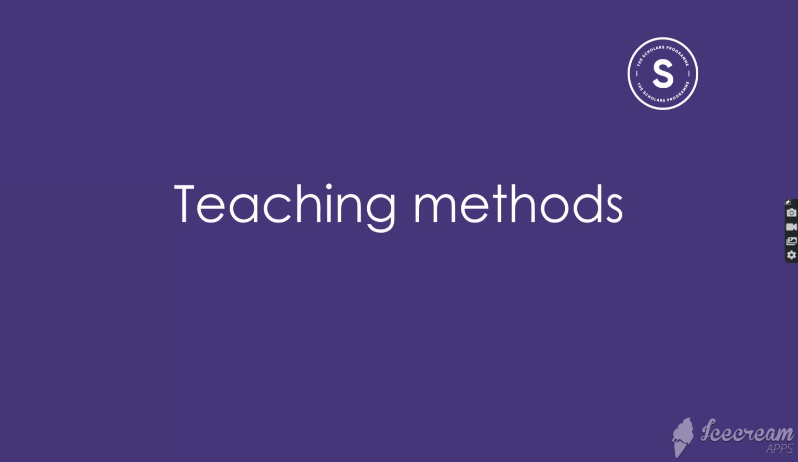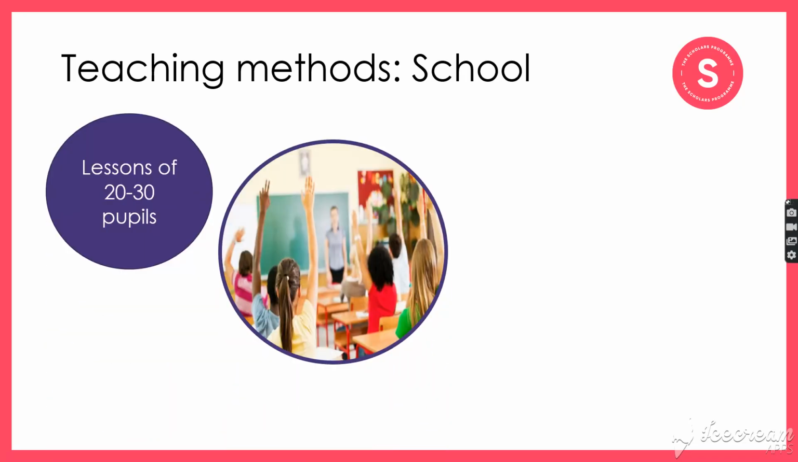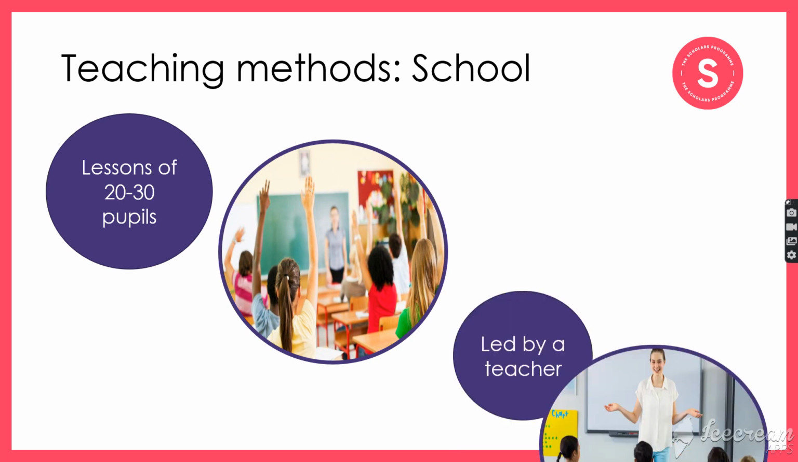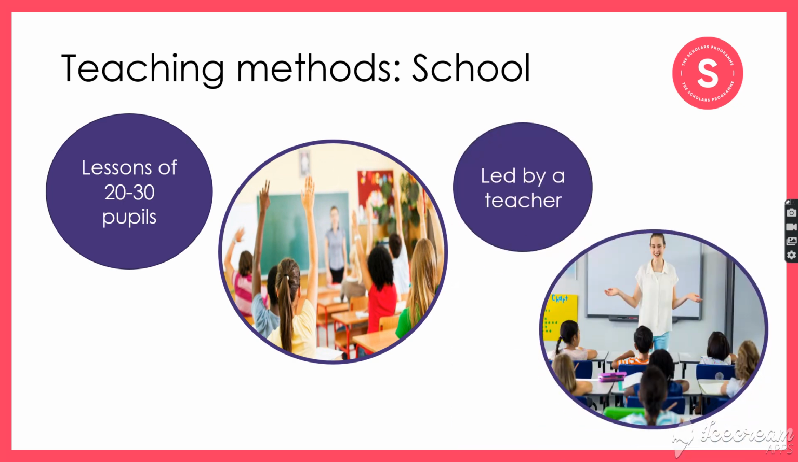We're now going to think about the similarities and differences in teaching methods that exist at schools and universities. At school, pupils typically have lessons of 20 to 30 pupils, which are led by a teacher. In primary school, you have the same teacher for all your lessons. However, in secondary school, you'll have different teachers for different lessons. This is quite similar to university.